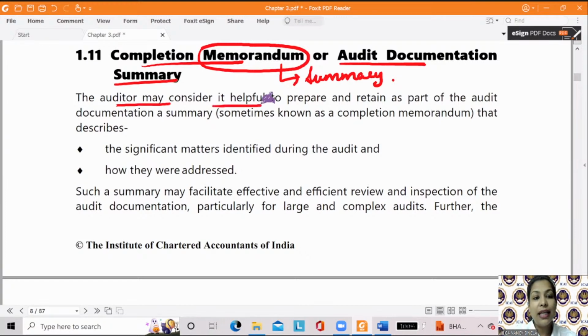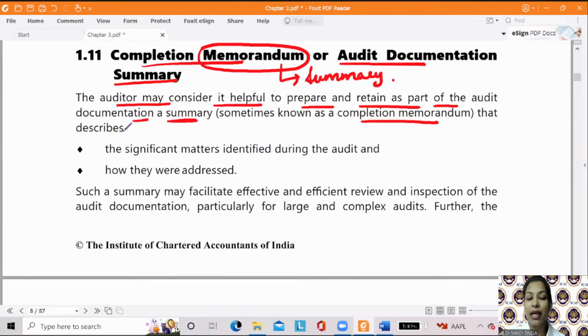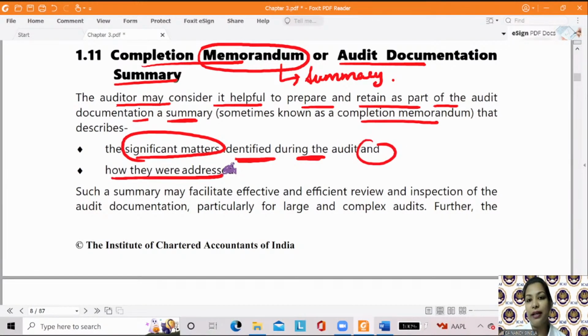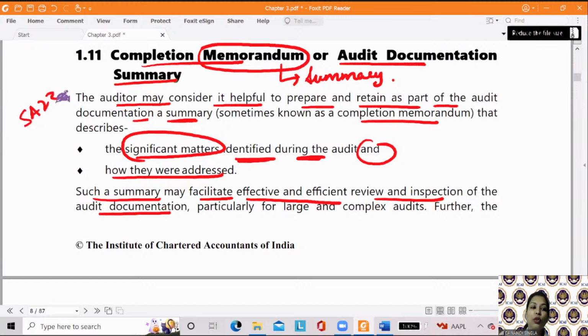So the auditor may consider it helpful to prepare and retain, as a part of the documentation, a summary, sometimes known as a completion memorandum, which describes the significant matters identified during the audit and how they were addressed. How they were addressed. Such a summary will facilitate what? Effective and efficient review and inspection of audit documentation. So again, this is given in SA 230, and you may get a question to write a short note on the audit documentation summary or completion memorandum. It is simple, it is a summary. In the case of large and complex audits, where the number of records in the audit documentation is going to be huge, it is always better to have a summary of the significant matters and the way they were addressed.